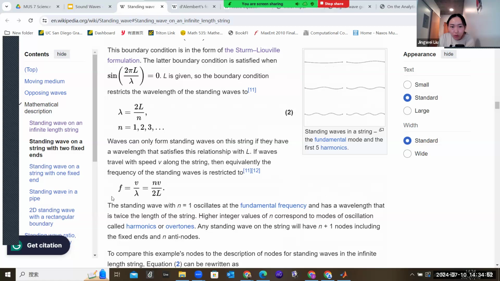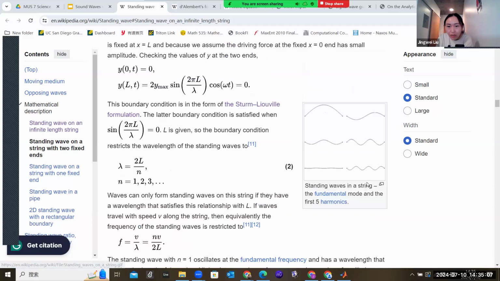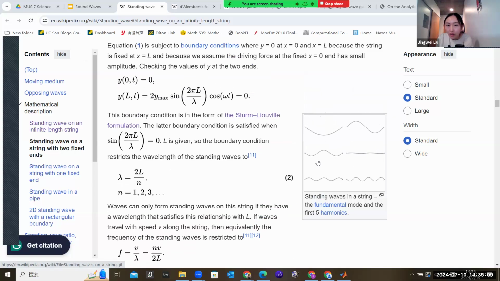Therefore, we compute the frequency or the wavelength. So you can see these are the waveforms that can be formulated on a string. They are of different harmonics, but they have this integer relationship among them, because this is the relationship of the nodes. It's called harmonics because they are of multiple relationships.